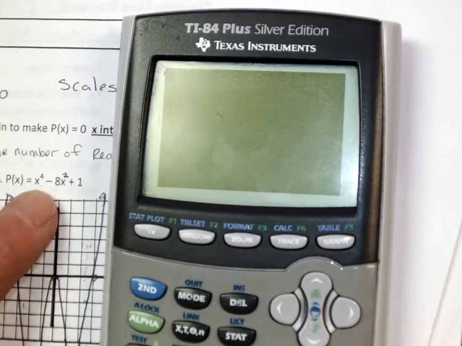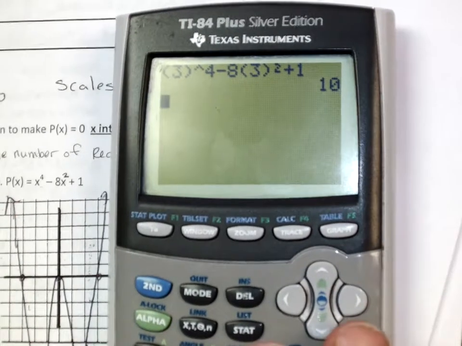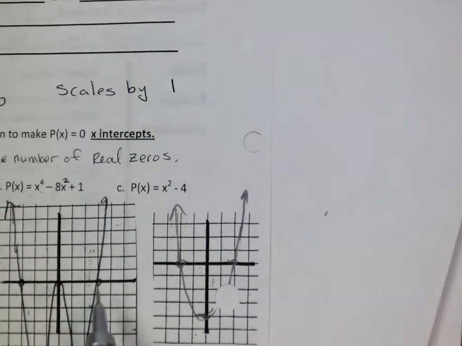Well, yeah, that makes a big difference. Let's try it again. So it's not zero, is it? It's a little bit better, but they're not zero. So what I thought was really a zero isn't really.